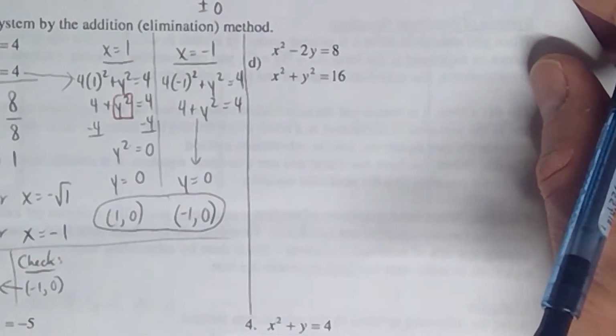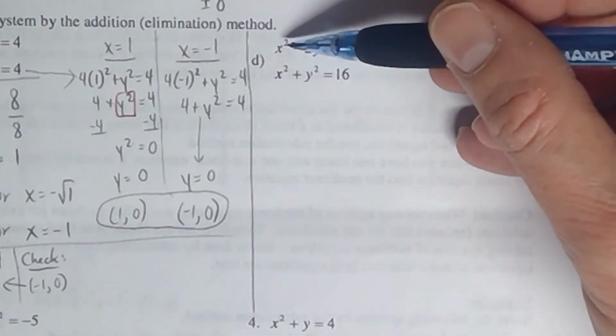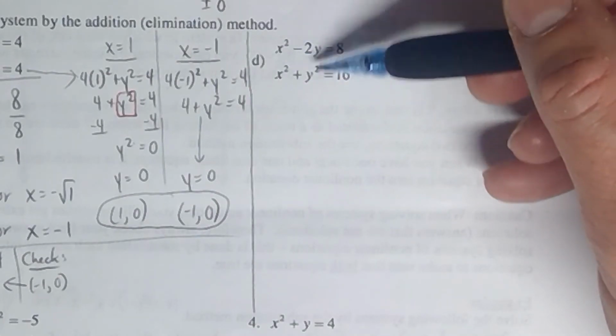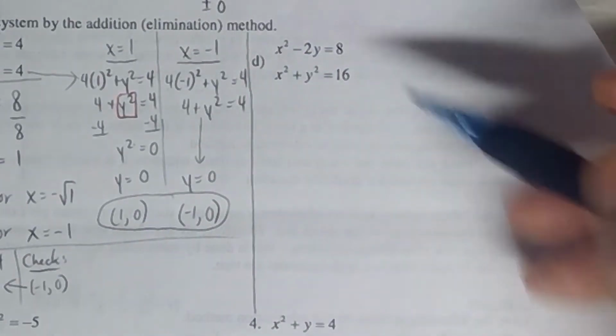Problem D. Again, they want us to do the elimination method, so they want us to either cancel out the x's or the y's. Here's the problem, though. You can't cancel the y's.